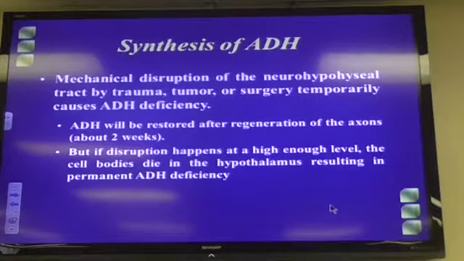Now, as far as mechanical disruption of the neurohypophyseal tract by trauma, tumor, or surgery temporarily, what's that going to do to ADH? Mess up the tract and everything, you're going to decrease your ability to have ADH, right? And now, if you can regenerate those axons, it's going to take about 2 weeks. You'll restore that ADH function, but if it happens at a high enough level, and basically the cell bodies die in the hypothalamus, can neurons really replace themselves after they're dead? No. And so you can have a permanent ADH deficiency. And so what are you going to have to be giving that animal for the rest of its life? ADH. The ADH vasopressin. Okay.